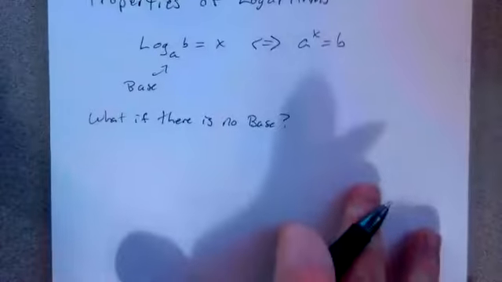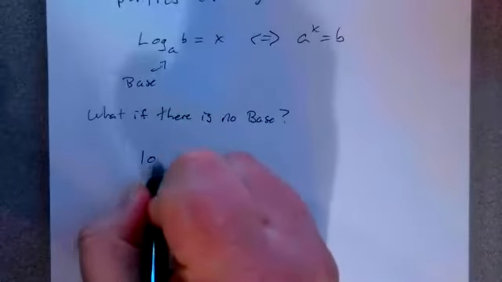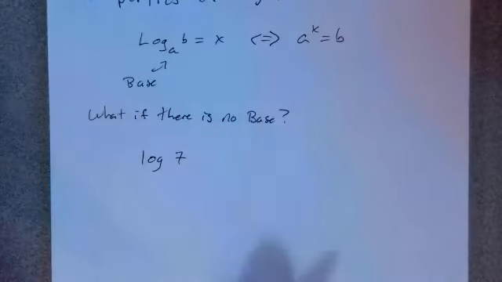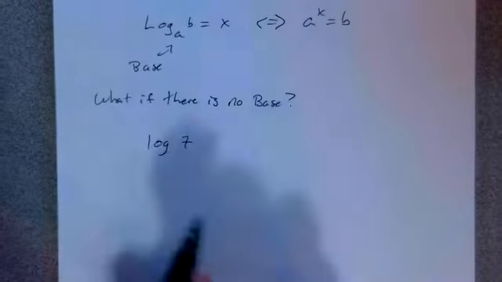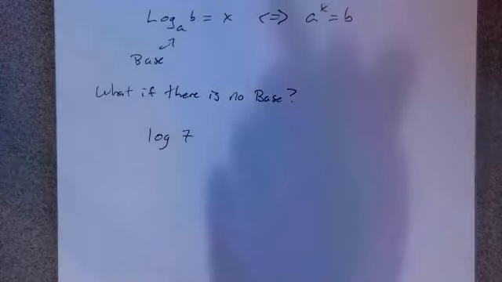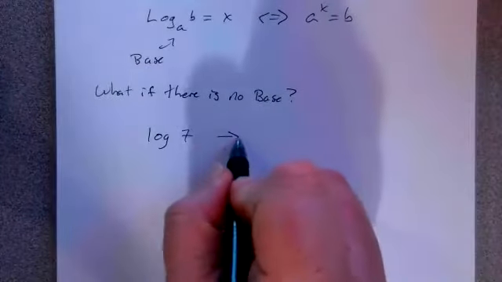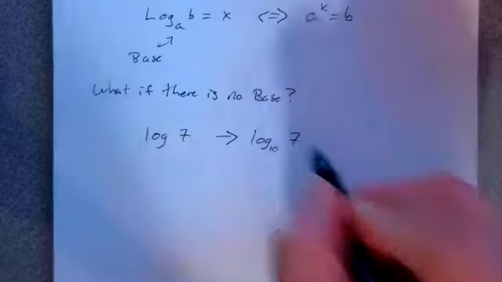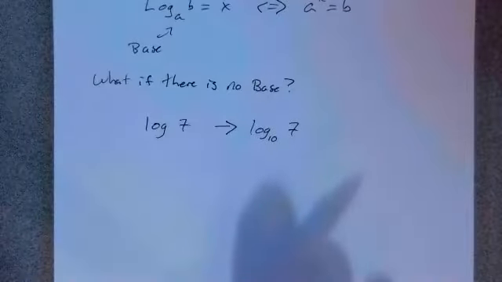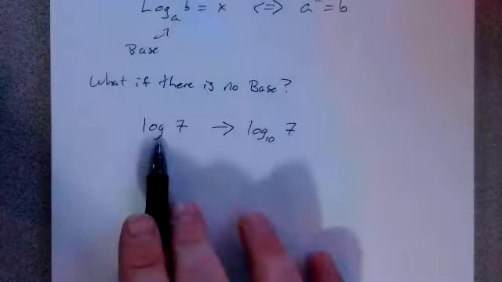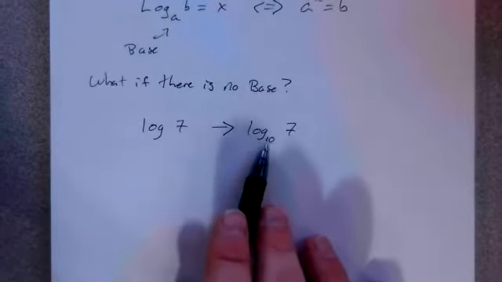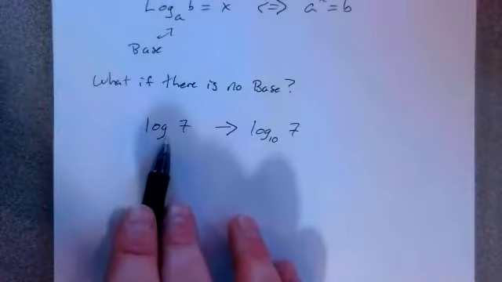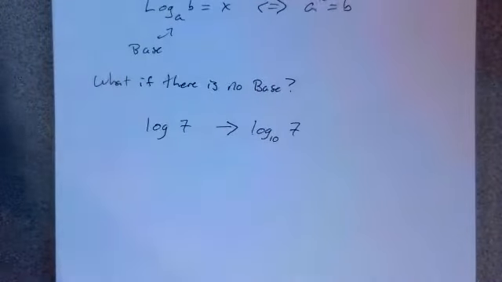In other words, let's take a look at something like log of 7. There is no base. What does that mean? Well, what that really is telling us is log base 10 of 7. Okay, so if there is no base, it's understood that it's log base 10. So if you don't see one, then it's understood to be log base 10.